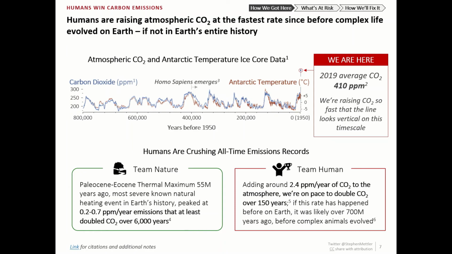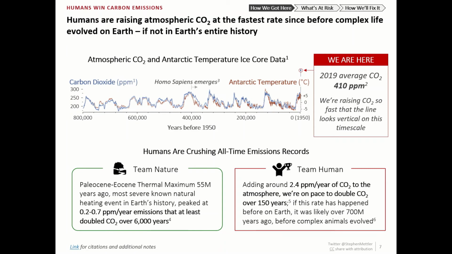Now, if this rate has happened before in the history of Earth, it was probably over 750 million years ago, before complex animals evolved. And that's because before then, there's not much of a scientific record for us to go on for this kind of event. But we can't find evidence for something more extreme than the Paleocene-Eocene thermal maximum within the last 750 million years of life on this planet.